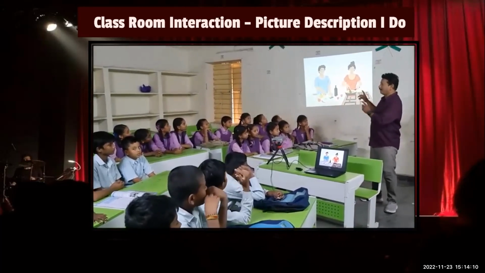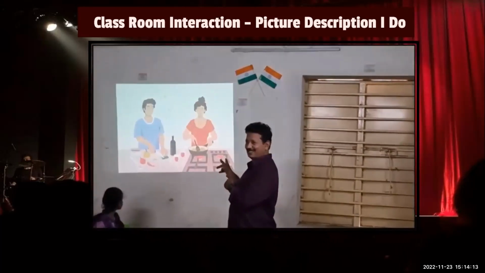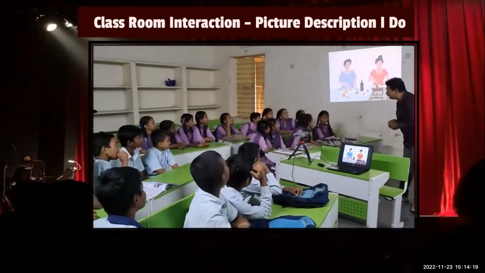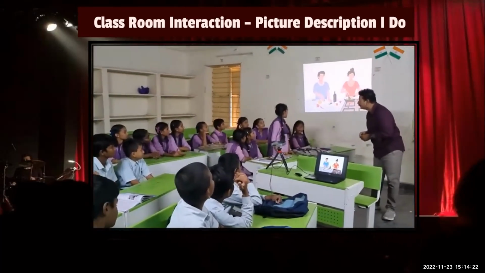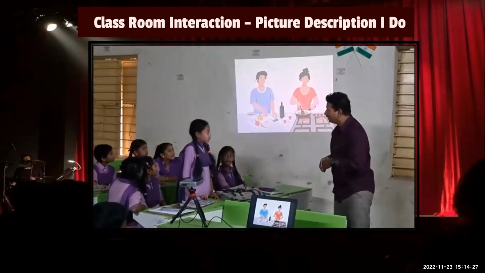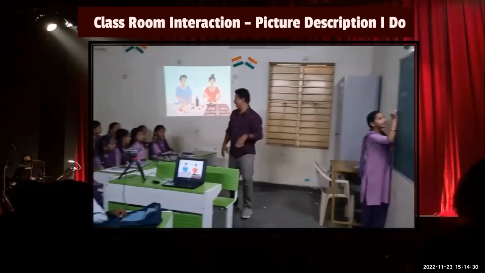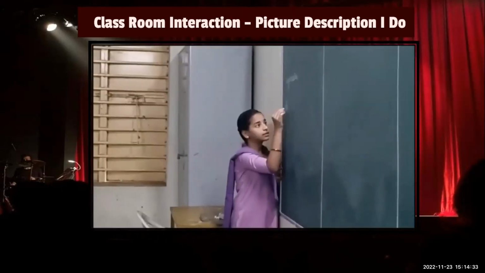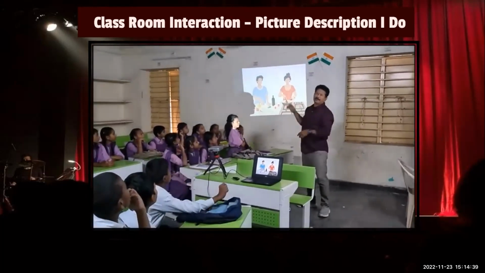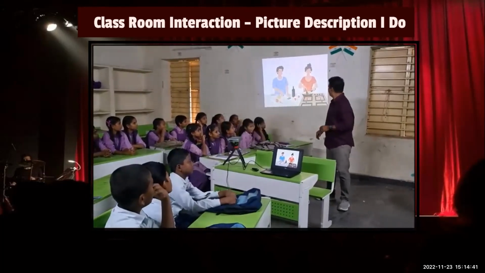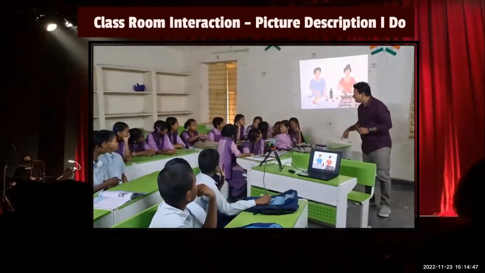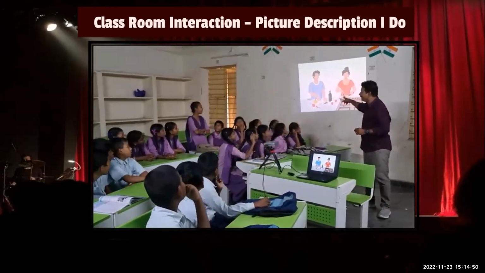Now, look at the picture here. Okay? Who do you find in the picture? Who is there? Look at this. Who is that? A man. And who is this one? A woman. Okay. So what is the man doing?